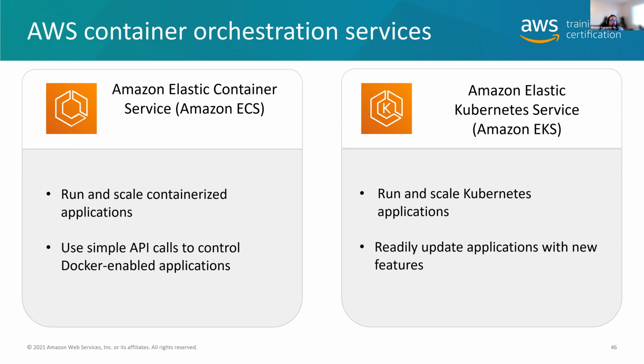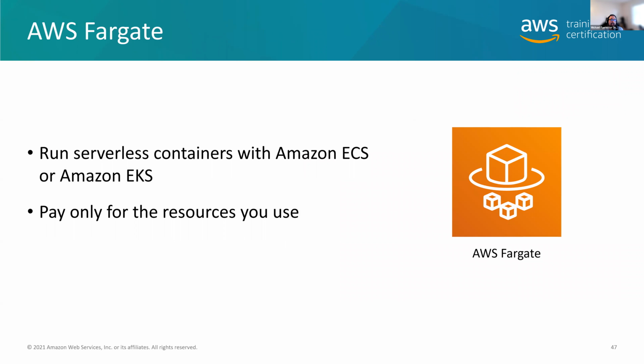Now, both of these run on top of virtual machines, which they call an EC2 launch type. And EC2 obviously is the virtual machine service. Both of them actually have a serverless version called Fargate. Now, why didn't they call it AWS container serverless or just serverless? I don't even know. I think someone loved Farscape and someone loved Stargate, and they decided to mix them together.